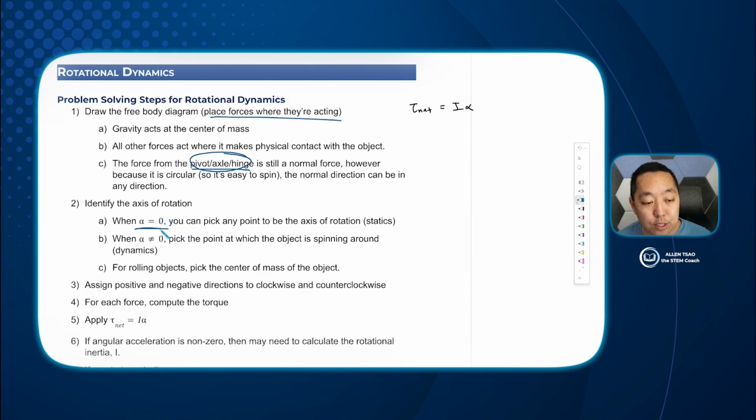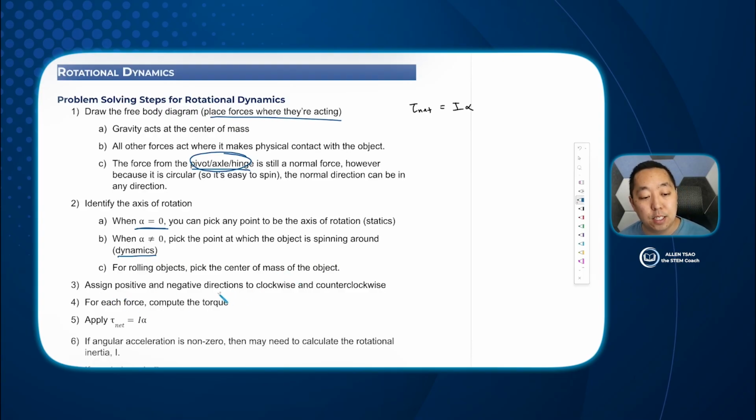If we're in rotational statics, that is, there's no angular acceleration, you can pick any point that's convenient to be the axis of rotation. When the angular acceleration is not zero, which we're going to talk about today, we're going to pick the point at which the object is spinning around. For rolling objects, pick the center of mass of the object. And we'll get into that.